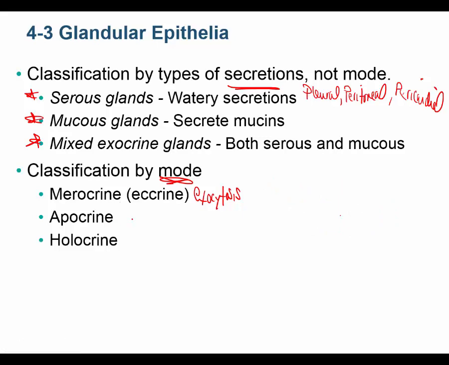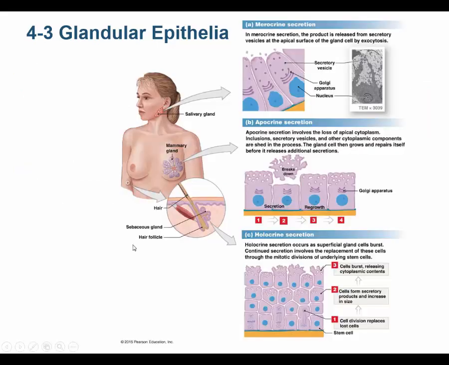If you pinch off a piece of the cell to secrete your products, then you're called apocrine. And if the cell dies to secrete your product, then you are called holocrine. So those are the three modes, and I got pictures of the three modes for you.